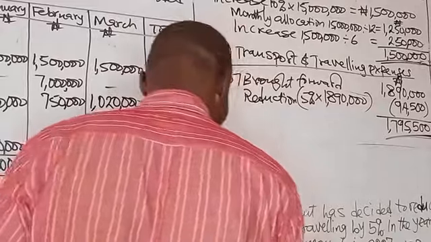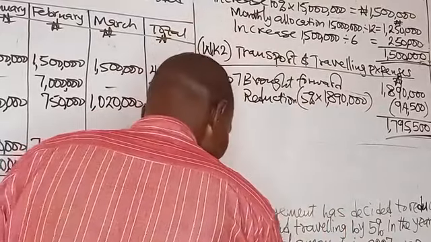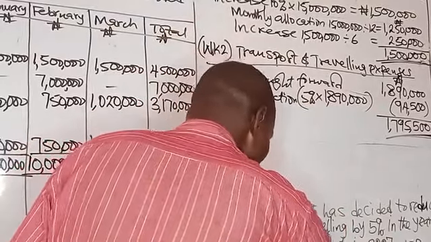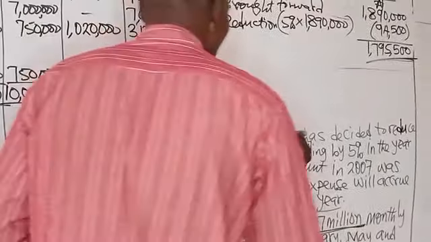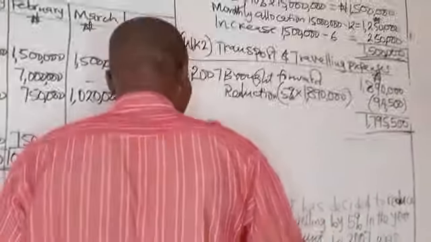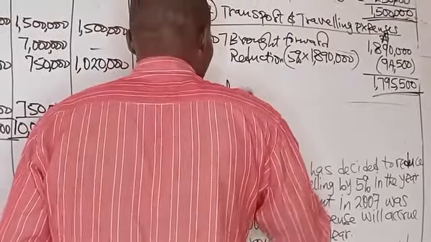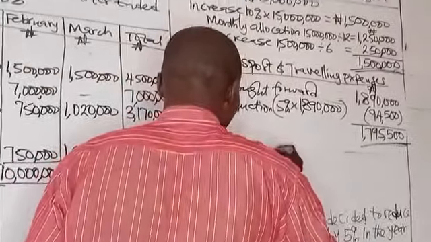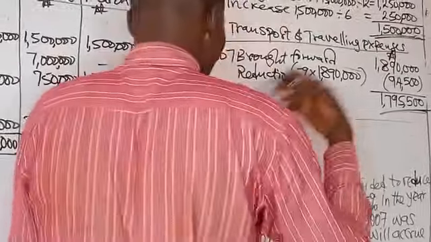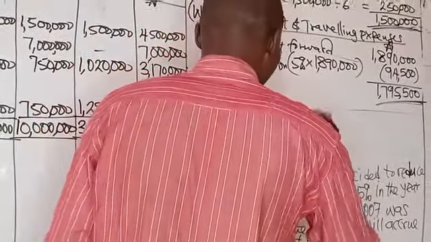And you were told that the expense will accrue evenly throughout the year. If it accrues evenly throughout the year, so monthly payments or monthly allocation. Since it will accrue evenly, that means the same amount will be paid monthly.